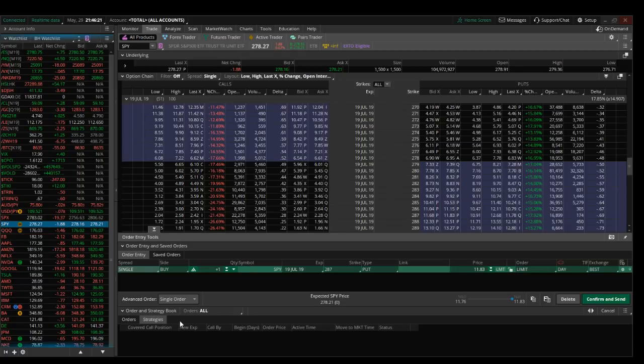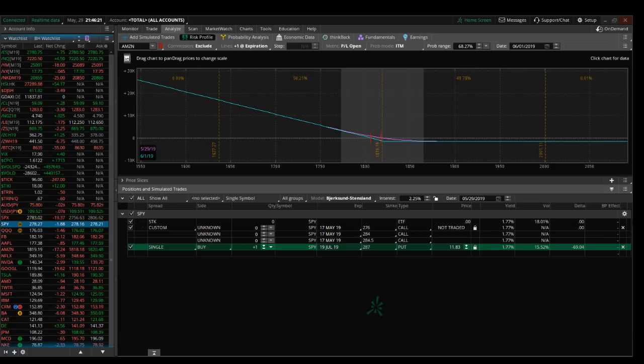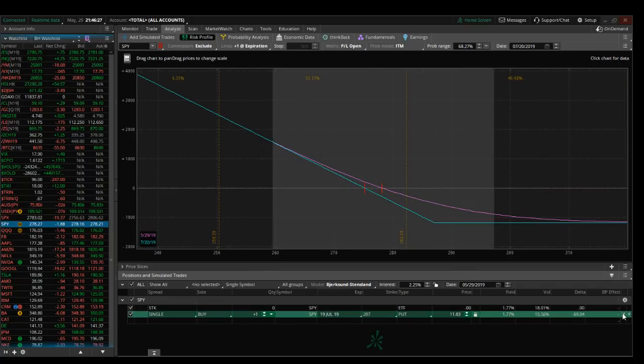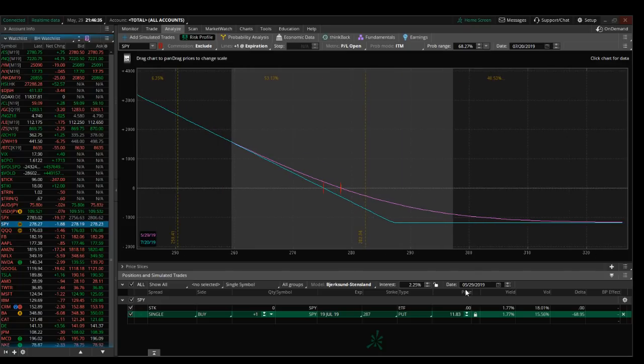Okay, analyze trade. All right, so this shows me. Let me remove a couple of this other nonsense here. All right, I just want to look at this put. Okay, so the idea is if we get to that 282 level, right? And this is dated today's date.